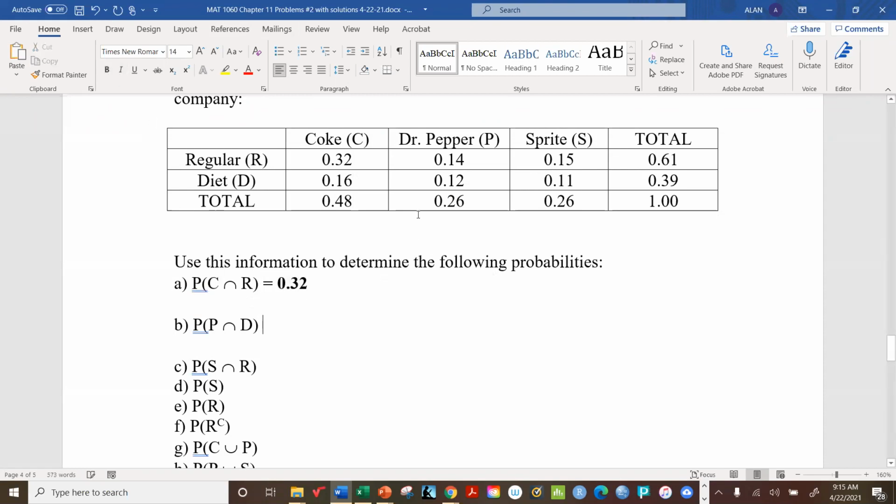Our P and D is Diet Pepsi right here. No, so what am I saying? Diet Dr. Pepper. P and D, oh, that's right. P in this chart, P is Dr. Pepper. I couldn't very well call it D because D is already taken for diet, so I called it P. So P is Dr. Pepper, D is diet, and that intersection is 0.12.